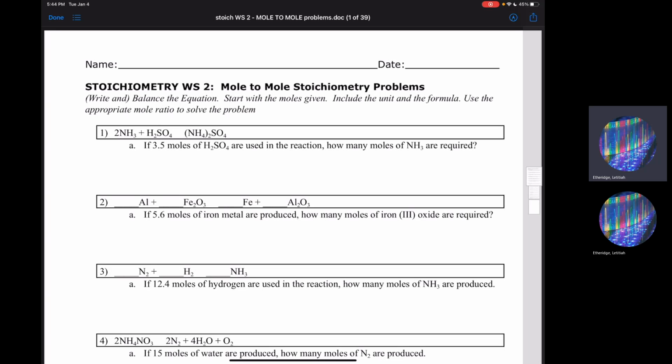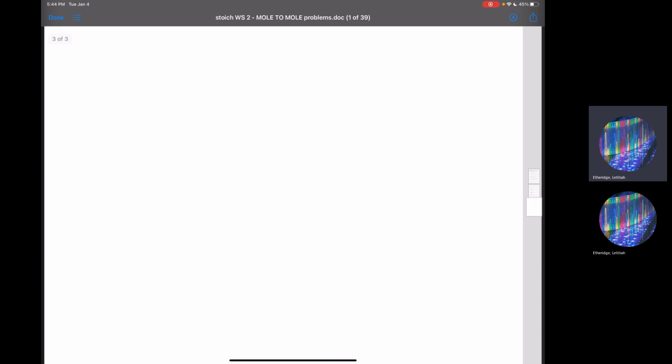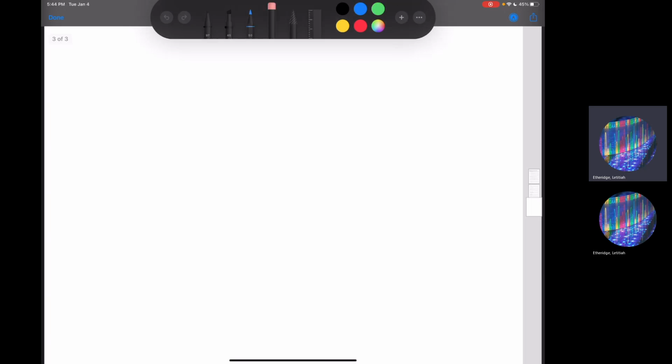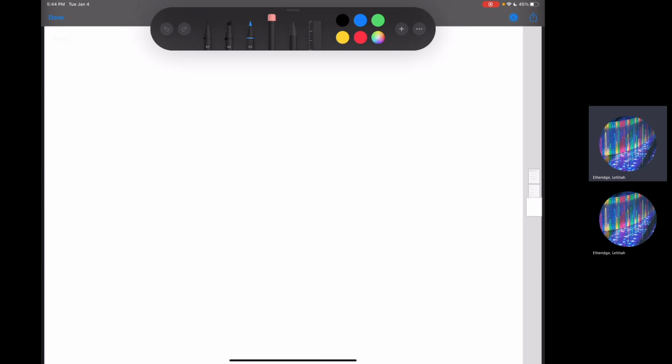Hello, everybody. We are going to get into your second worksheet of this particular unit. This is basically how to do mole-to-mole stoichiometry problems, okay? So, as always, what I like to do is refer back to your molar map. So I'm going to draw you a little representative guide of your molar map.